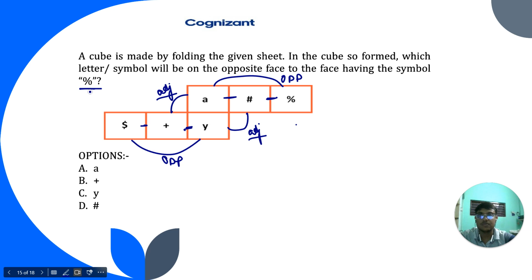So here they ask which box would be opposite to %. Clearly the box A would be opposite to % because from the diagram we can see it or check it out. So option A is our correct answer.